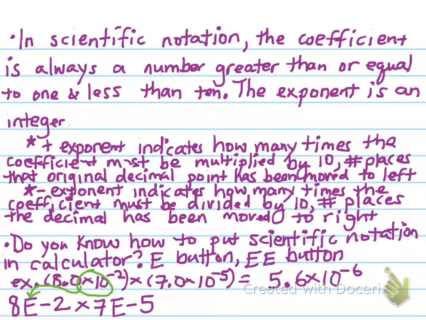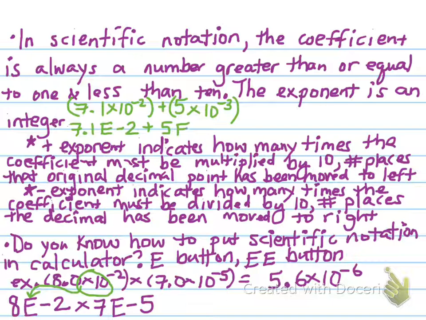We're going to do one more. I'm going to kind of squeeze it in up here. 7.1 times 10 to the negative 2nd plus 5 times 10 to the negative 3rd. You're still going to put this in your calculator using that E button, so 7.1e negative 2 plus 5e negative 3. You should get 7.6 times 10 to the negative 2nd.